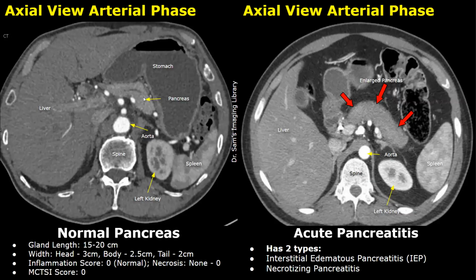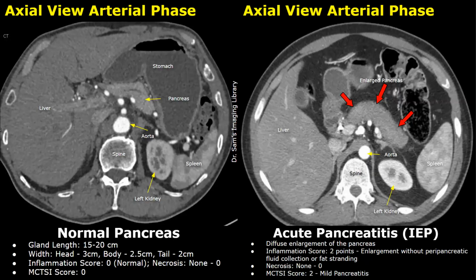In some mild cases of pancreatitis which are diagnosed clinically, the pancreas may appear completely normal on a CT scan and will have an MCTSI score of 0. However, this is a normal pancreas in a patient who did not have pancreatitis. This is just for comparison. Acute pancreatitis is of two types: interstitial edematous pancreatitis (IEP) and necrotizing pancreatitis.